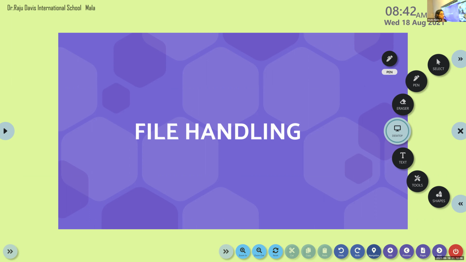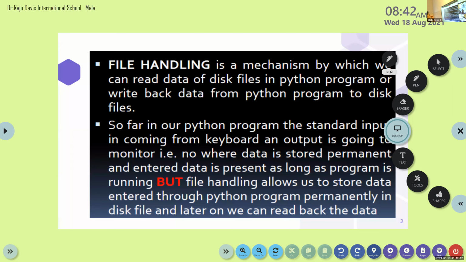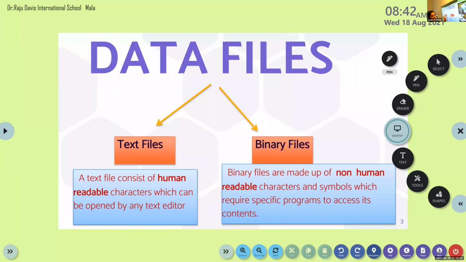It means storing of data in a file using a program. That is what file handling is. Okay, so it is a mechanism by which we can read data of disk files in a Python program. So basically there are two types of data files.